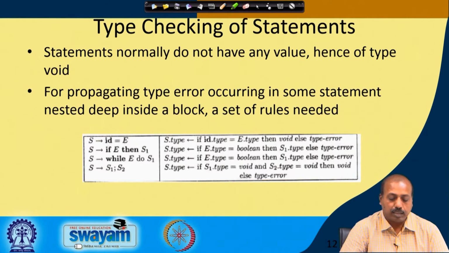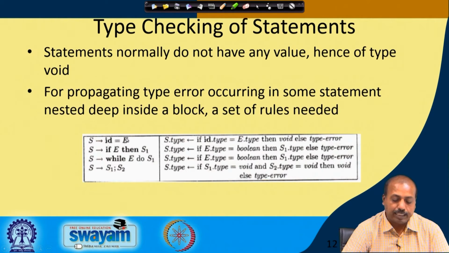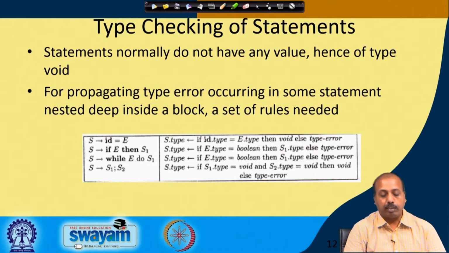This is what is done, like, say, S producing ID equal to E. If ID's type is equal to E's type, then the type of S is void, otherwise it is a type error. So, if there is a type mismatch between ID and E, then there is a type error, and that type error is assigned to S. At a higher level we can then understand that a type error has occurred with this statement, so we can take some appropriate action. It may be aborting the code generation or whatever, but we can do that.